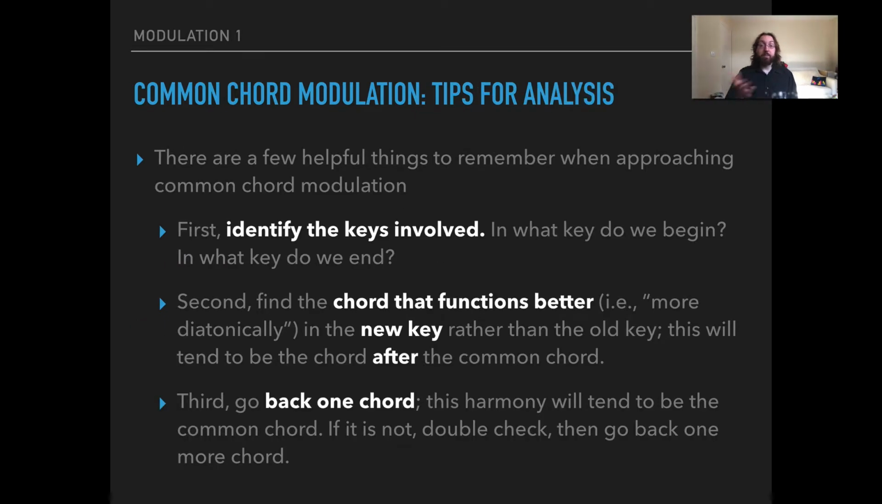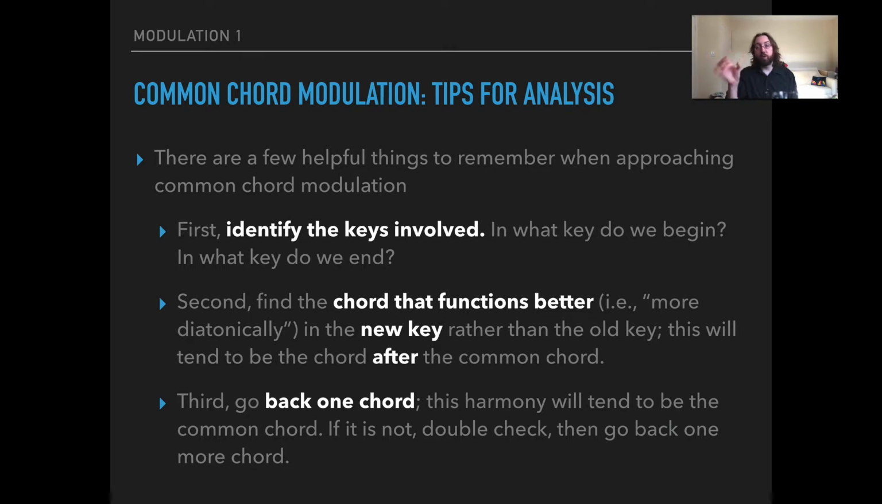So, as I mentioned, there are a few helpful things to remember when approaching common chord modulation. First, identify the keys involved. What key do we begin in? What key do we end in? Listen for cadences and delineate those two extremes so then you can work inwards and find where the pivot chord is. Next, find the chord that functions better, i.e. more diatonically in the new key rather than the old key. This will tend to be the chord after the common chord.